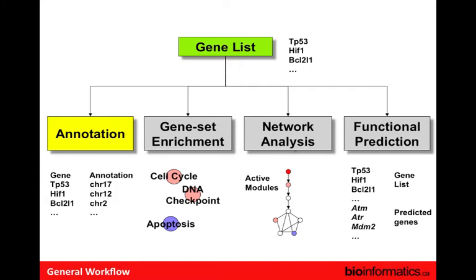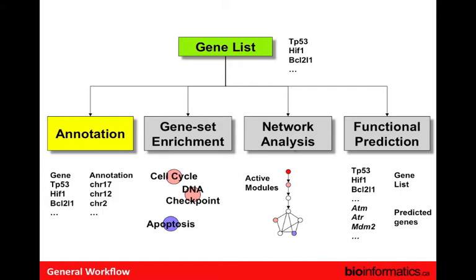The first thing that we'll be talking about is annotation, so getting more information about these gene lists in an automated way, not just looking it up individually. We'll also be talking about gene set enrichment, which is trying to find out if there's something surprising in these gene sets. Like, as I mentioned, you might get a whole bunch of genes, and they're significantly enriched in cell cycle genes.